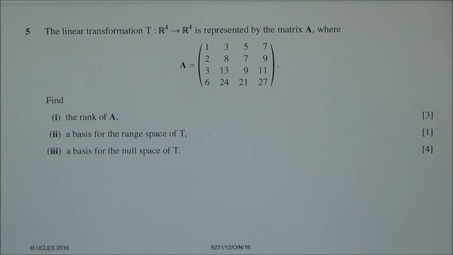Hi, question number 5. The linear transformation T is such that R4 maps onto R4 and is represented by the matrix A, where A is equal to all these values inside, as you can see. Find, for the first part, the rank of A, 3 marks. Second part, a basis for the range space of T. And for the third part, a basis for the null space of T.